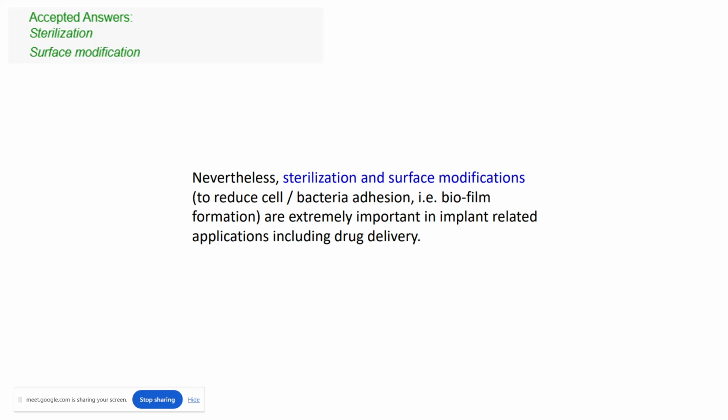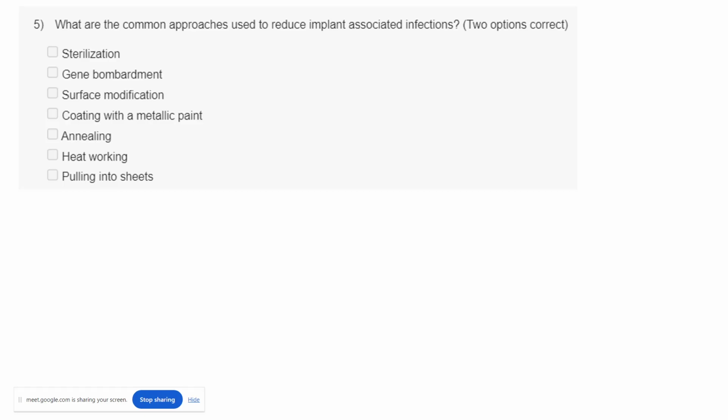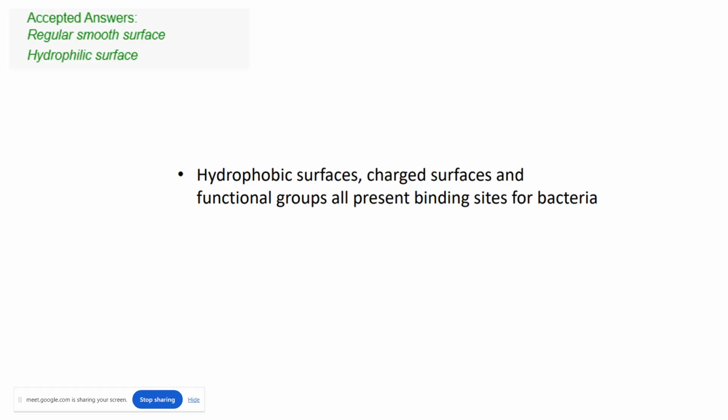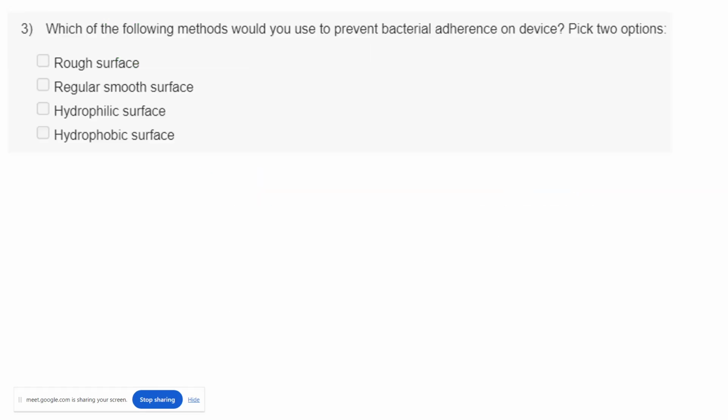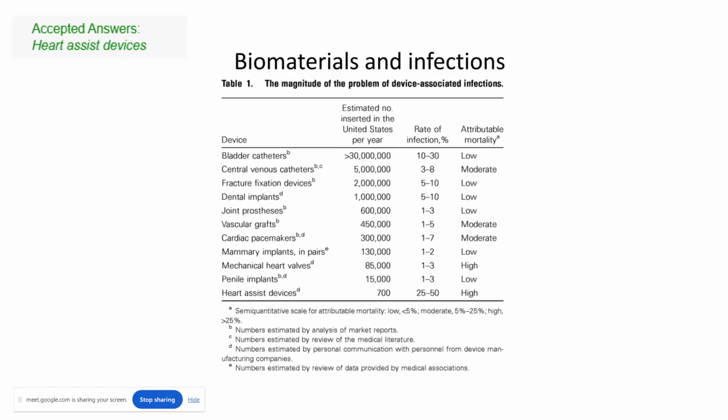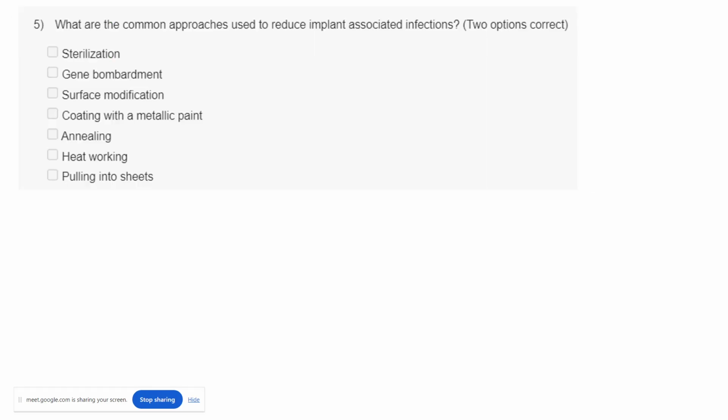Sterilization naturally removes all the bacteria and most of the live cells basically, and surface modification, like we studied before in the previous question, to remove the bacterial adherence, you can use regular smooth surface or hydrophilic surface. This is kind of surface modification. So these are basically common approaches to reduce the implant associated infections.